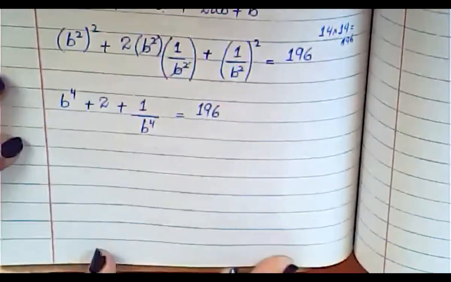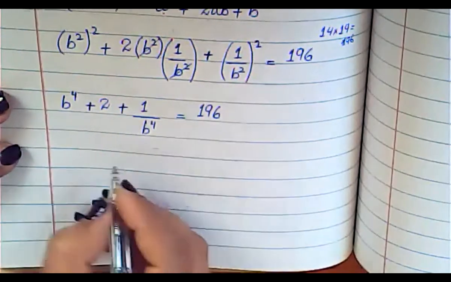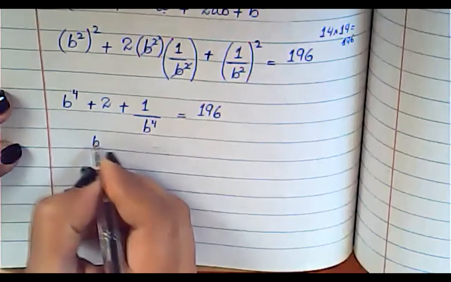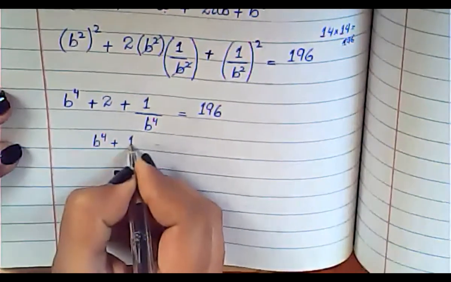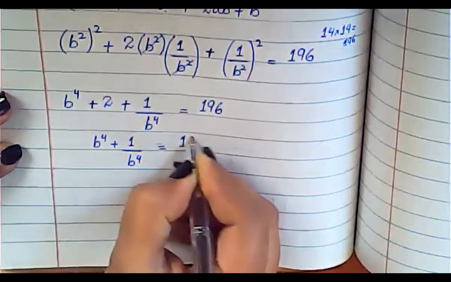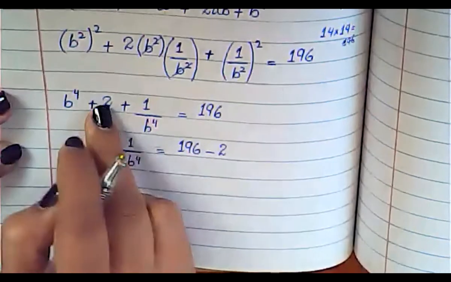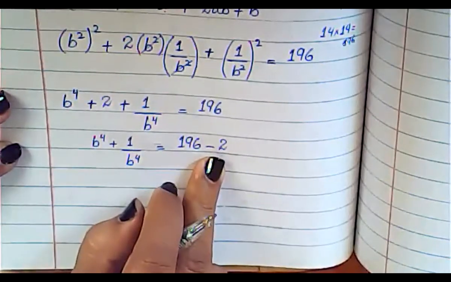196. Okay, now again you have here 2, so you will shift it towards this side. So you will write here b4 plus 1 upon b4 is now equals to 196 minus 2. This is plus 2, it will become minus 2 on the right side.